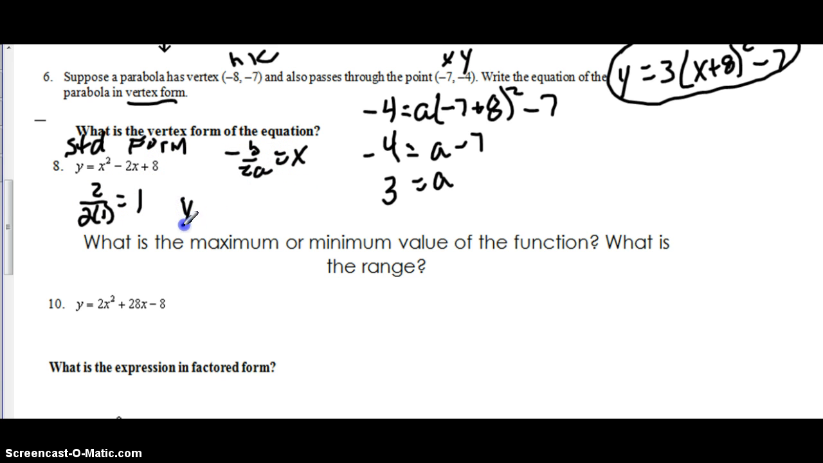Now we need to plug that into the function to find our y value. 1 squared minus 2 times 1 plus 8. That's going to be 1 minus 2, which is negative 1, plus 8. Y is going to equal 7. And remember, this is going to be our vertex form. So we have found the actual vertex. I'm going to go ahead and erase this part right here.